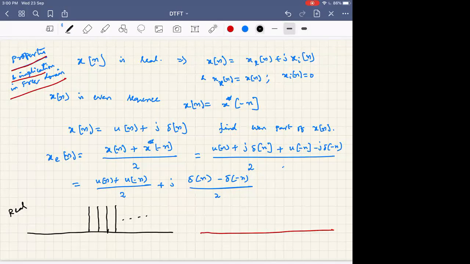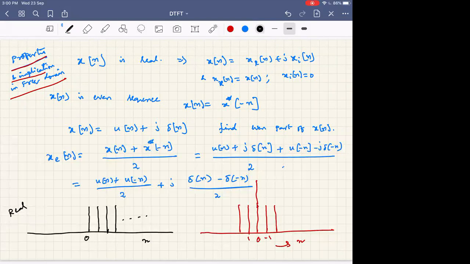Okay, so now this is 0. Now, how will x even of n be? It will be the real part. At 0, you have double. What is the difference between them? Even part is symmetric about origin. In general, a sequence need not be symmetric, but the even part is always symmetric.